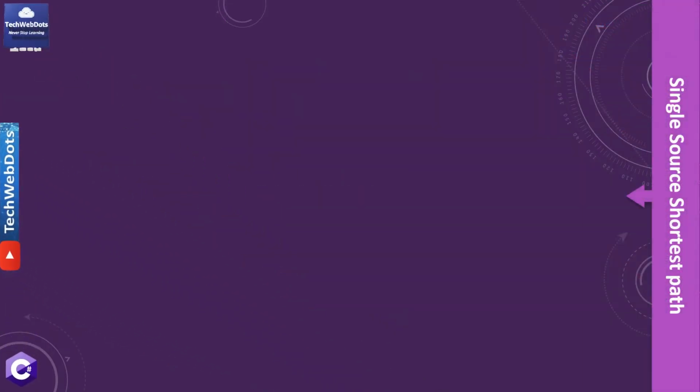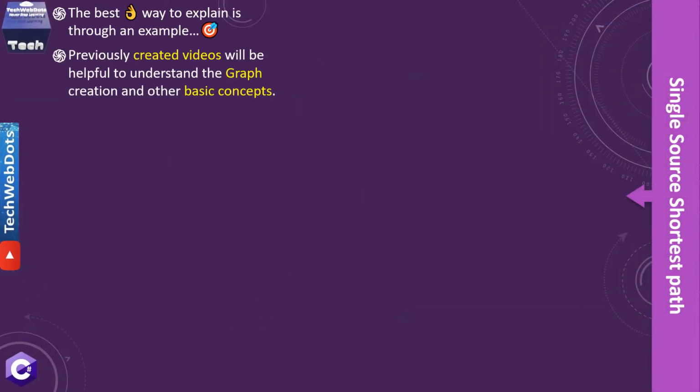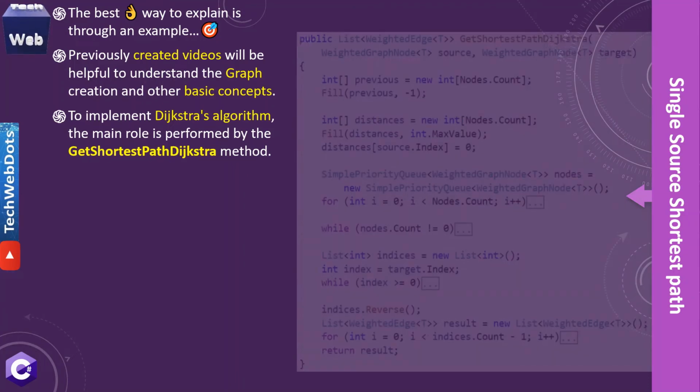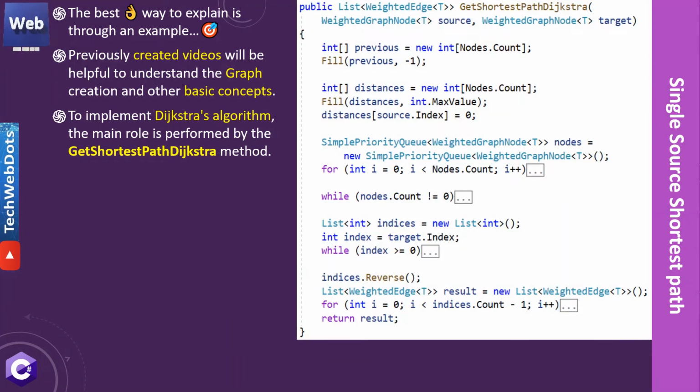So as I always say, the best way to explain is through an example, and I strongly recommend you watch all the previously created videos where I have explained the graph concept, how we can create a graph, and what the important aspects of that are. So to implement the Dijkstra algorithm, the main work is performed by this function, which is GetShortestPathDijkstra.